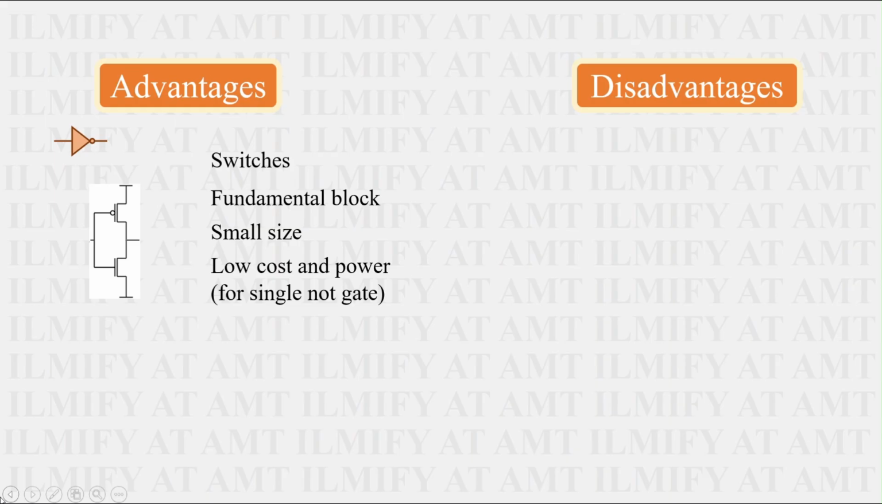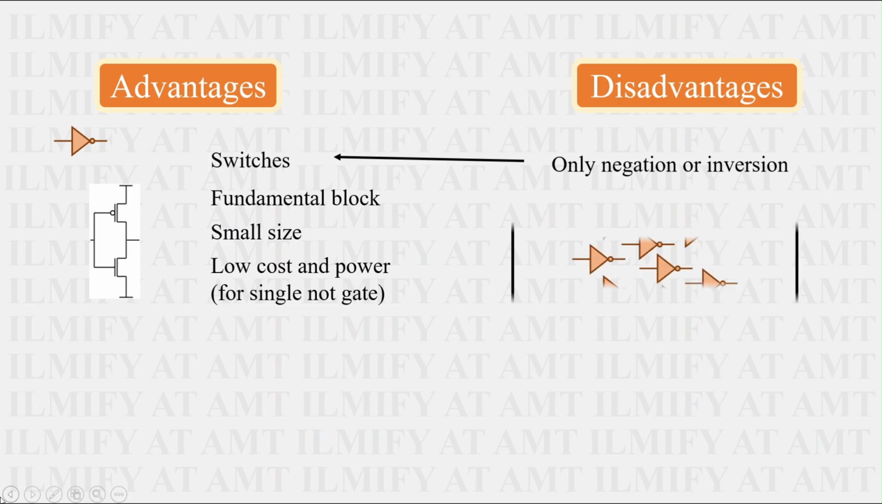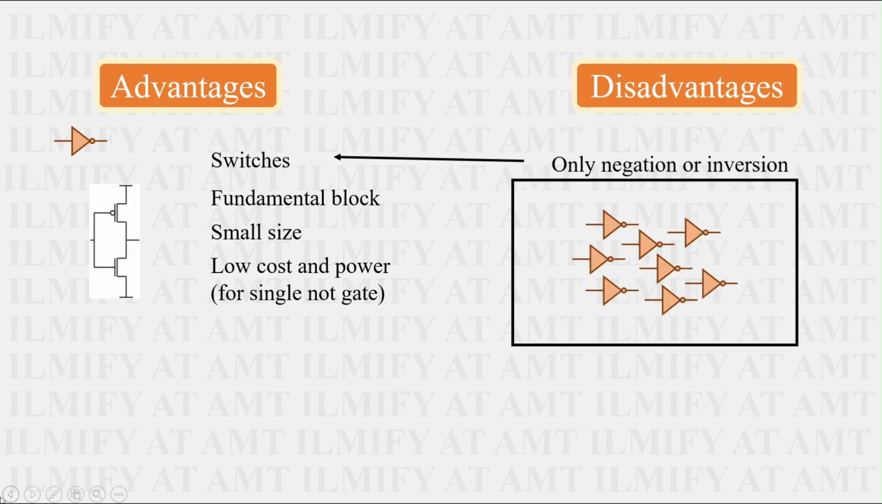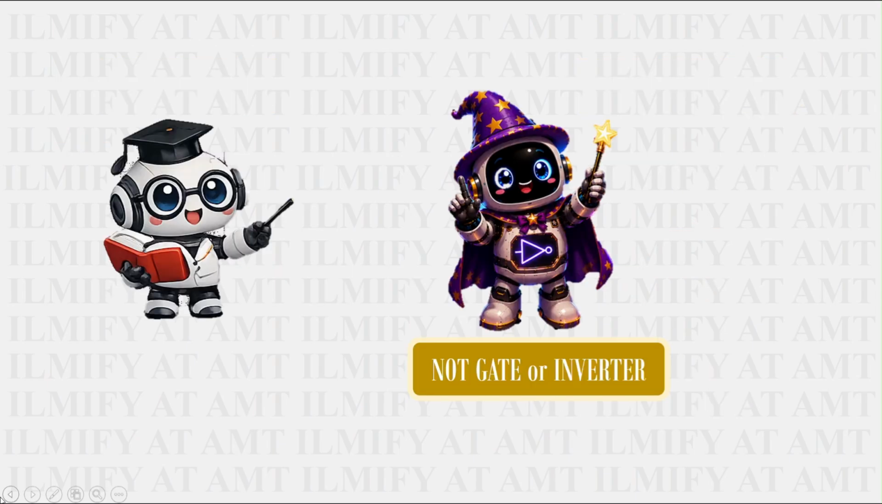But the disadvantage is that their function is only negation or inversion, and they are in almost all of the complex circuits. So multiple NOT gates have to be implemented, which will affect the power consumption of the whole circuit, occupy more space and introduce more delay. But nevertheless, NOT gate, also called as inverters, are very much loved and used in wide range of applications.